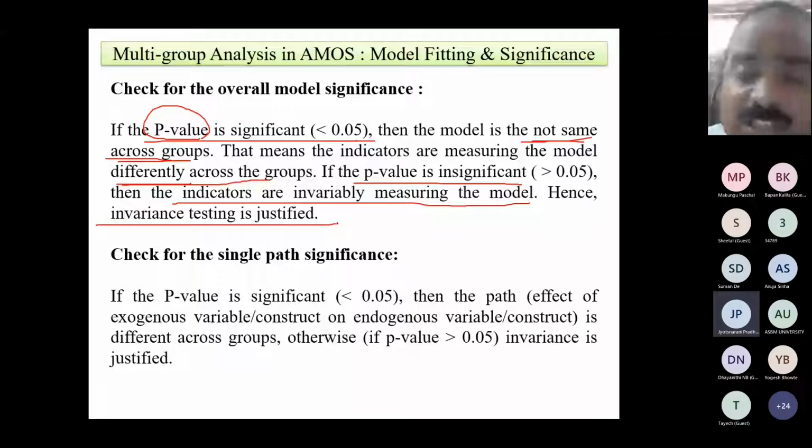So this is what we need to prove. In order to prove this, we expect the p-value to be more than 0.05. I repeat, we need to prove that the same indicators are measuring the same construct invariably, not significantly different over male and female. We are testing this, and for this we expect a p-value more than 0.05. I hope it is clear.